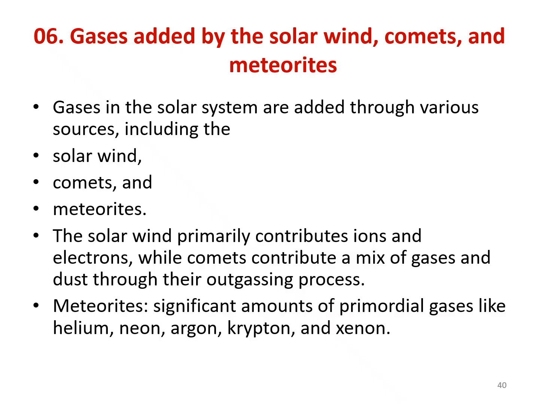Then how are gases added by the solar winds, comets and meteorites? Gases in the solar system are added through various sources, including the solar wind, comets and meteorites. We have already discussed what a meteorite is, and comets, and the solar system and its composition. The solar wind primarily contributes ions and electrons, while comets contribute a mix of gases and dust through their outgassing processes. And meteorites have also added significant amounts of primordial gases like helium, neon, argon, krypton, and xenon.